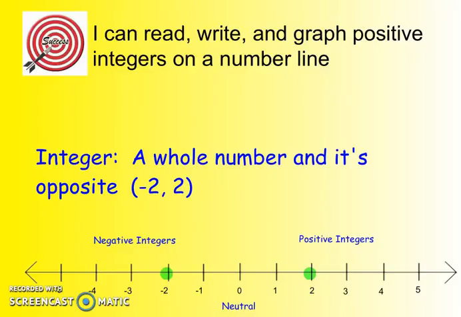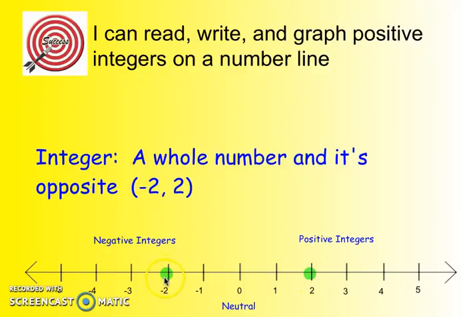So first of all, an integer is a whole number and its opposite. So if you look here, here's an example, 2 and -2. 2 is considered a whole number because it does not have any place value beyond the decimal point. The decimal point is at the end of the number because it's always after the ones place. And so there's no additional place value after that. And so it is considered a whole number.